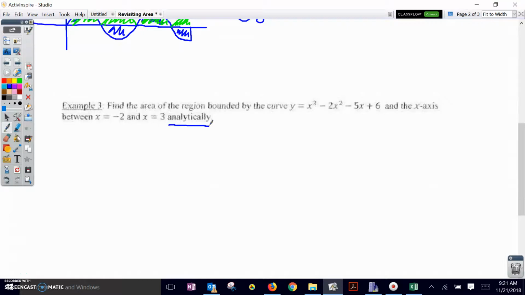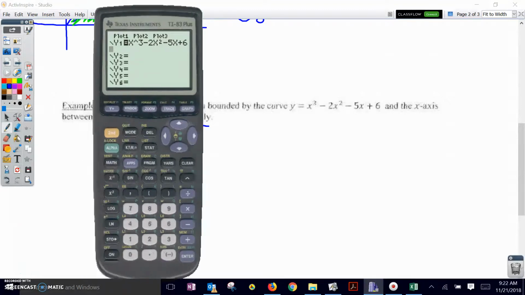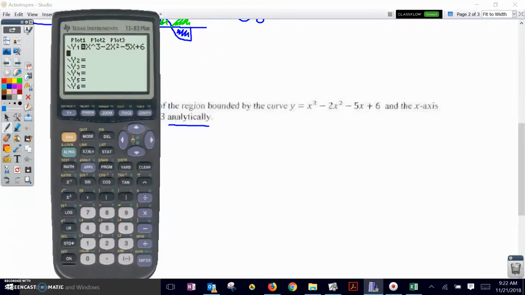To help us get started, let's take a look at what this graph looks like between x equals negative 2 and x equals 3. So we'll go ahead and type that function in: x to the third minus 2x squared minus 5x plus 6. And since we're only interested in finding the area between the curve and the axis from negative 2 to 3, I'm going to change my window so that I'm only looking at it from negative 2 to 3. There's what the graph of that looks like.